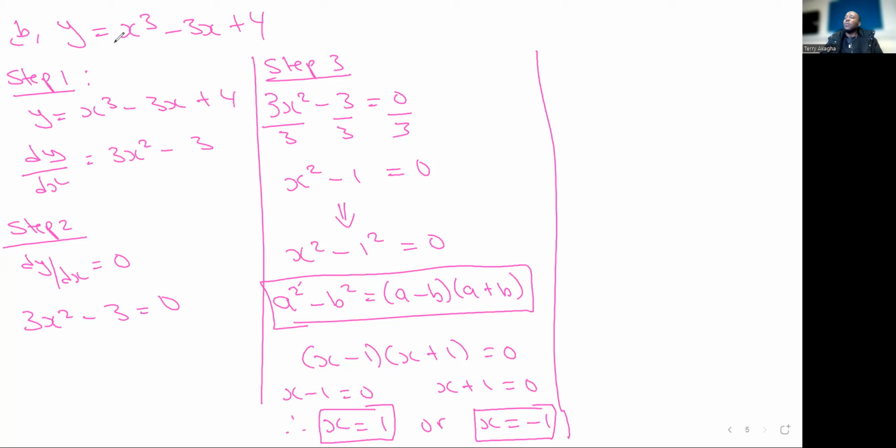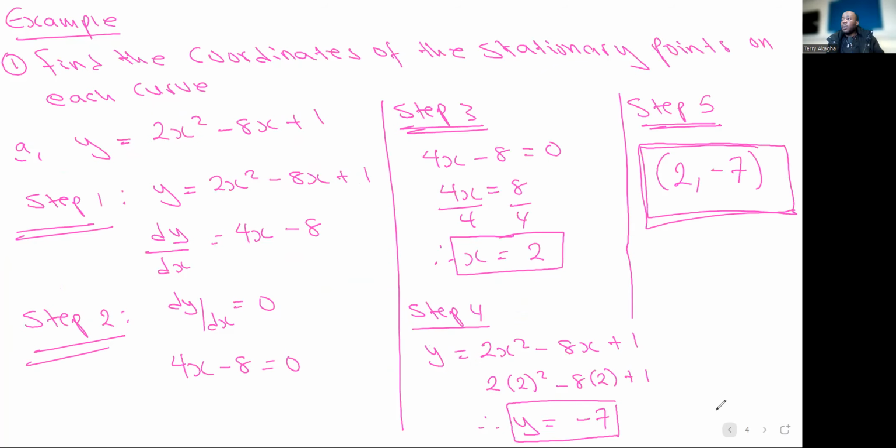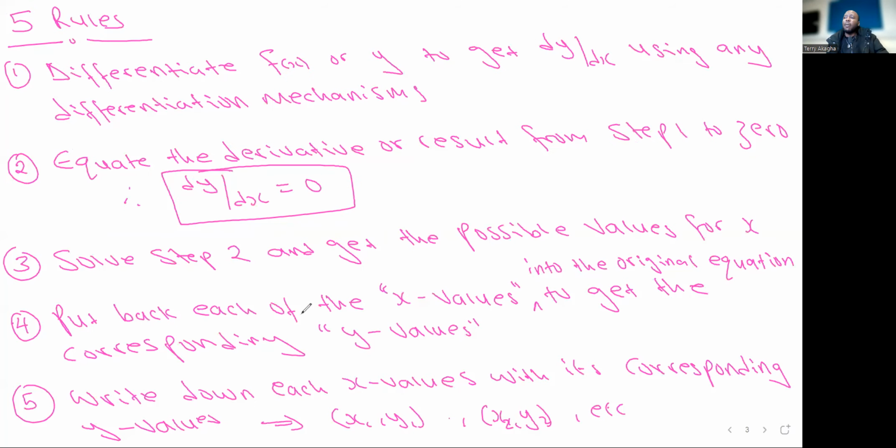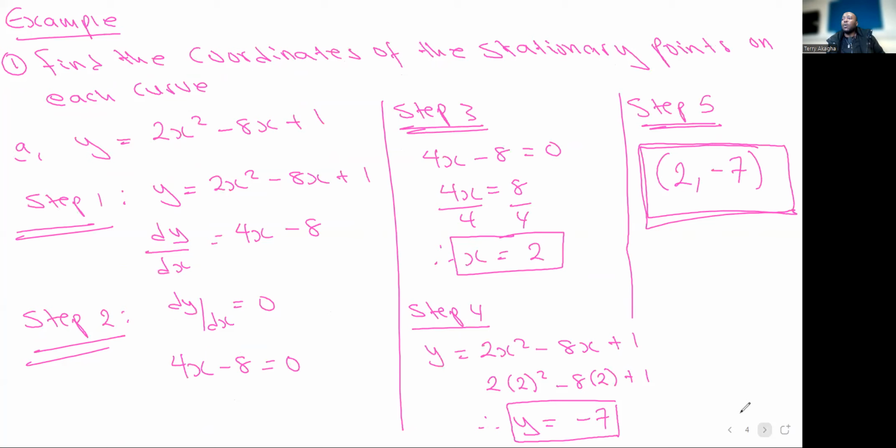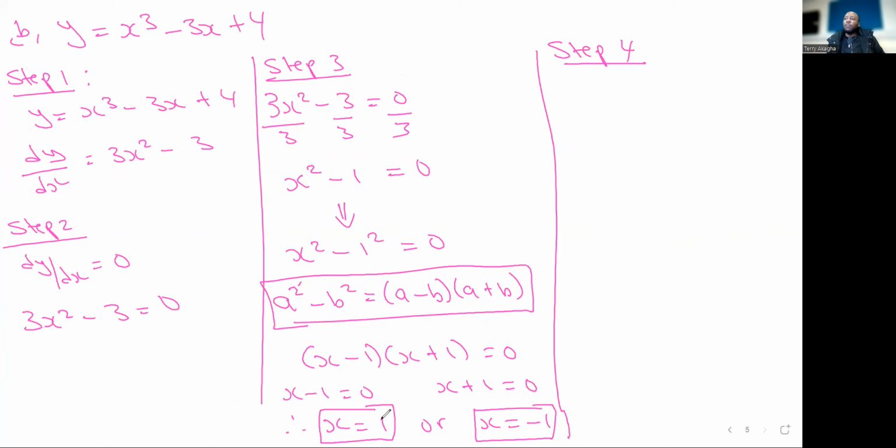Now the next one we have is step 4. All right, step 4, what do you do? In step 4, we're told we have to put back each of the values of x into the original equation to get the corresponding value of y. Each of these, we're going to put back into the original equation to get the corresponding value for y. So we'll start with the first one, when x is equal to 1.